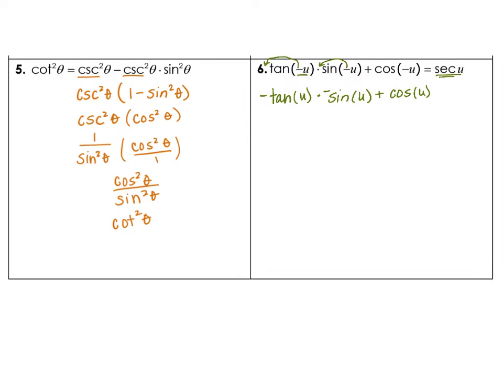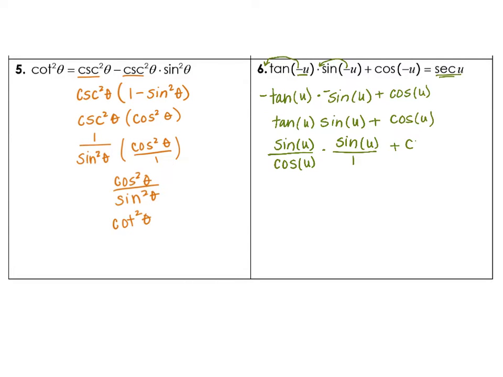Now, if I multiply these two terms together, I'm going to have a positive, because a negative times a negative is positive, plus cosine u. And tangent we know is sine u over cosine u. I don't know why I'm keeping the u's in parentheses. Just kind of felt like the right thing to do at the time. You don't have to if you don't want to. It is kind of a lot of extra writing.